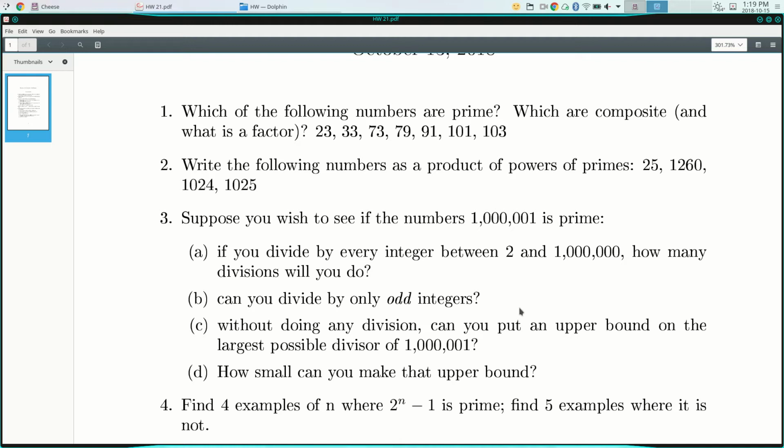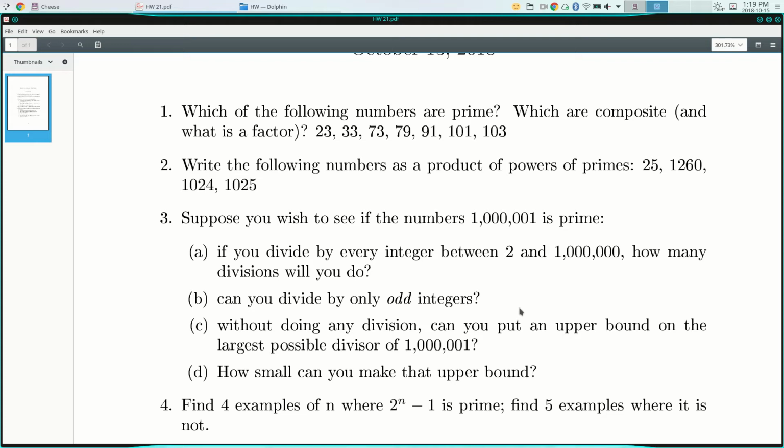So that'd be half of a million. A million divisions down to half a million divisions. Can you do any better than that? Without doing any division. So actually just say half. So 1,000,000 minus 2, 999,998. What's half of 999?